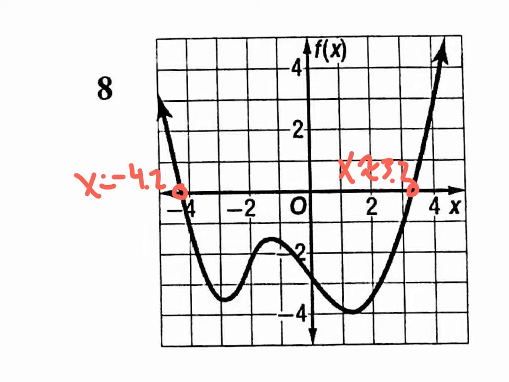3.2 or something like that. Does that make sense? Okay, so now let's talk about absolute maximum, absolute minimum, relative, which means local max and local min.